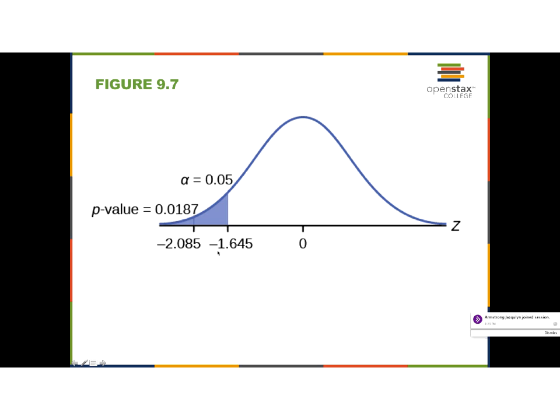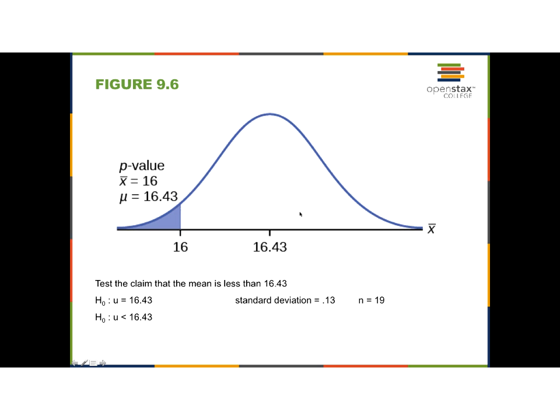All right, and then again here, they're just talking about p-values. This is a standard normal curve, and this negative 1.65 is the alpha 0.05. And our p-value is just the area to the left. So like the negative 2.085, that's the area to the left. So that's our p-value. And our level of significance alpha might be 0.05.